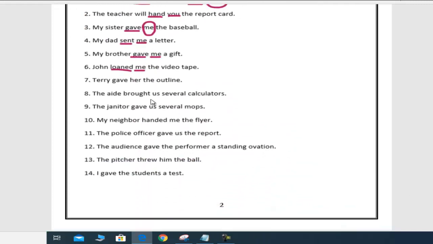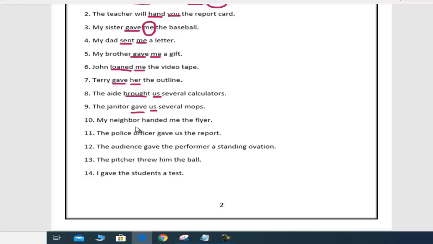Terry gave her the outline. Gave is the verb. What did Terry give? The outline. For whom? Her. So her is the indirect object. The aide brought us several calculators. Brought is the verb. What did he bring? Calculators. For whom? Us. So us is the indirect object. The janitor gave us several mops. Gave is the verb. Us is the indirect object.